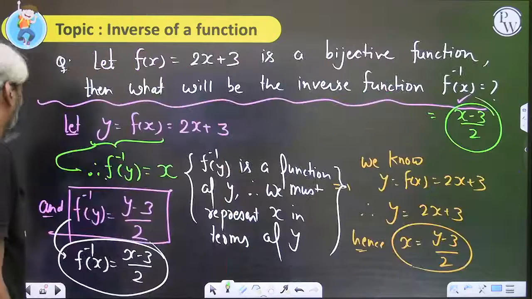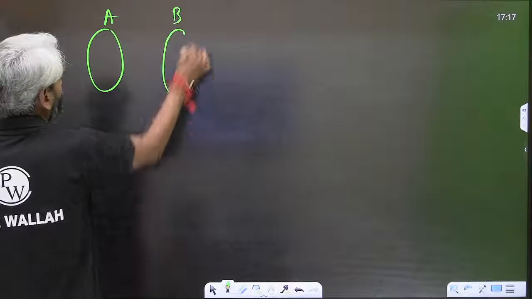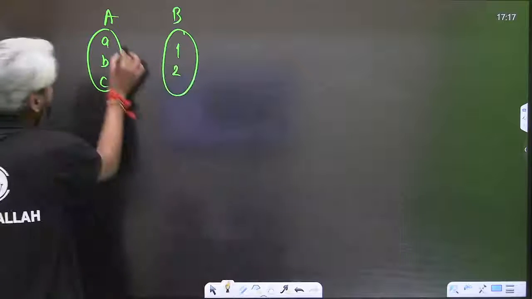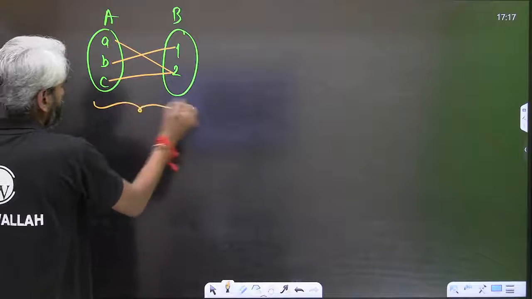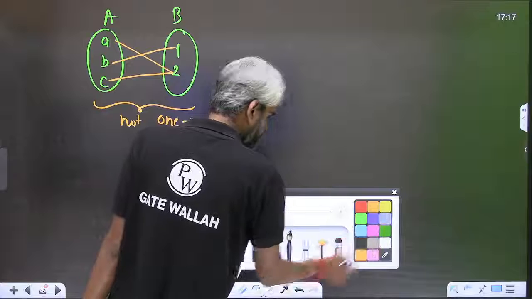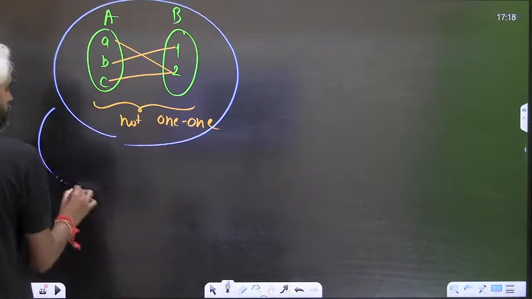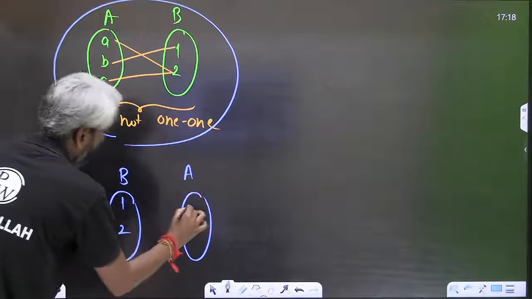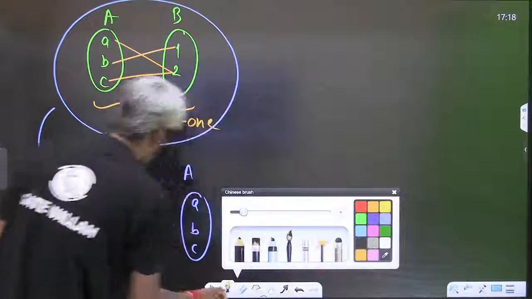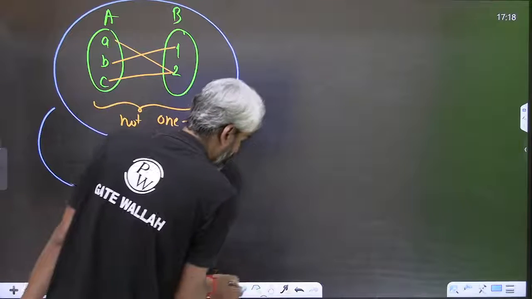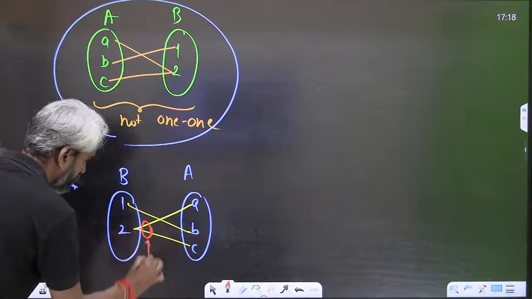Need an example for that? If the function is not 1-1, then what will happen? Let's assume that this is a function from A to B that is not 1-1. What will be the inverse? In the inverse relation, you will have 1, 2 and a, b, c. The mapping will be: 1 relates with b, and 2 relates with a and c. So there are two images, therefore it is not a function.